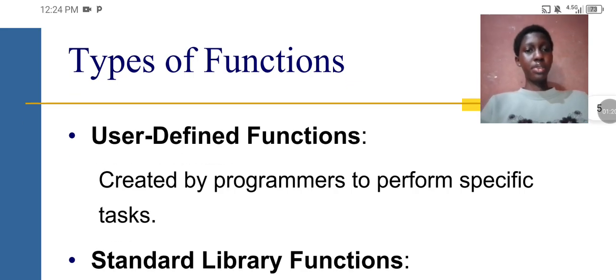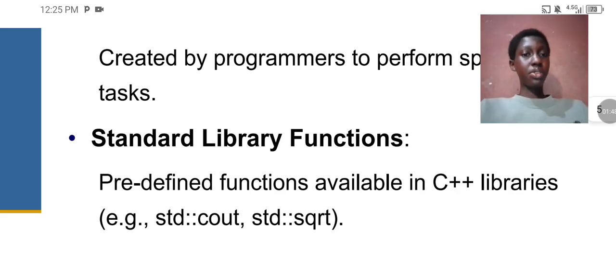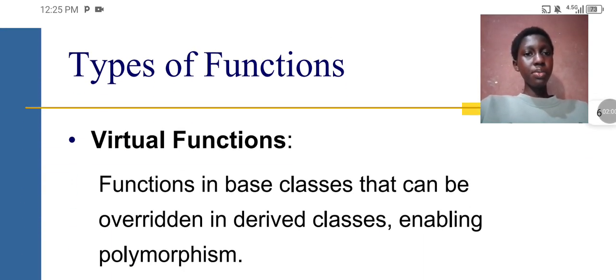We have types of functions. We have the user-defined functions. In my previous video, I dealt extensively with the user-defined functions, and I said they are created by programmers to perform specific tasks, so that it's not known in the C++ libraries, right? So you have to define it. You have to let the compiler know what it is, right? And we have the standard library functions. They are the predefined functions, and they are already available in the C++ library, such as std::cout, and so on and so forth, right?